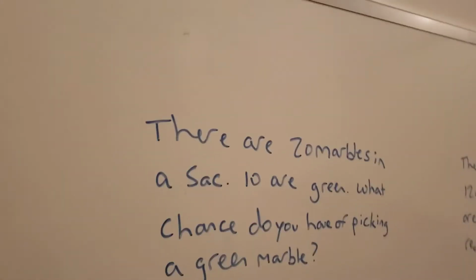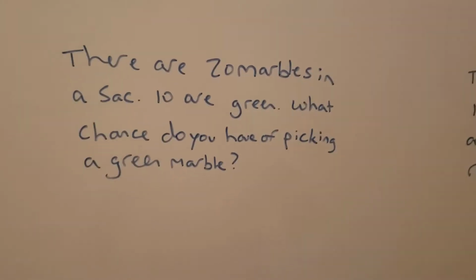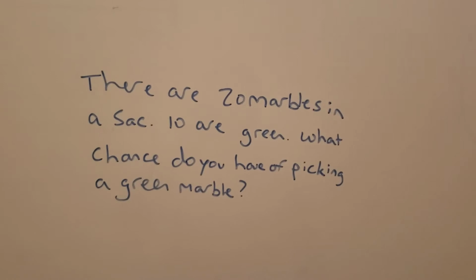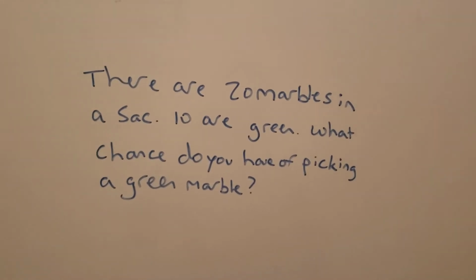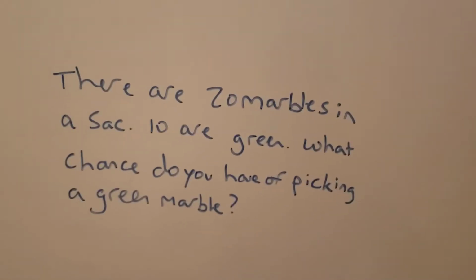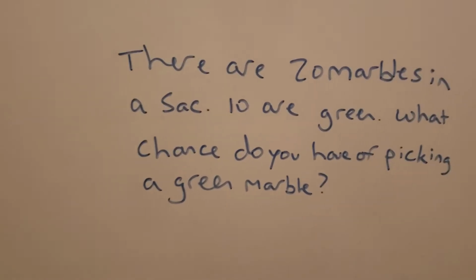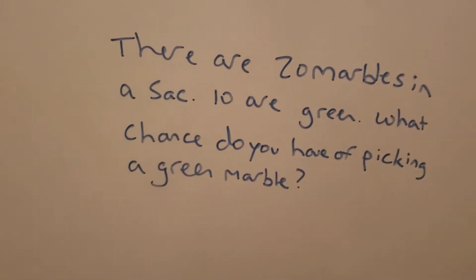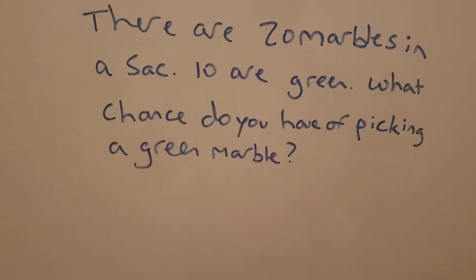Now, what are we going to be doing problem-wise? Well, oftentimes probability problems in math books don't really revolve around dice. They revolve around instances that would never actually happen in real life. They're talking about like, I've got 20 marbles in a sack and 10 are green. What chance do you have of picking a green marble? Well, these problems are pretty easy because they're going to give you all the information you need so that you can figure the answer out.